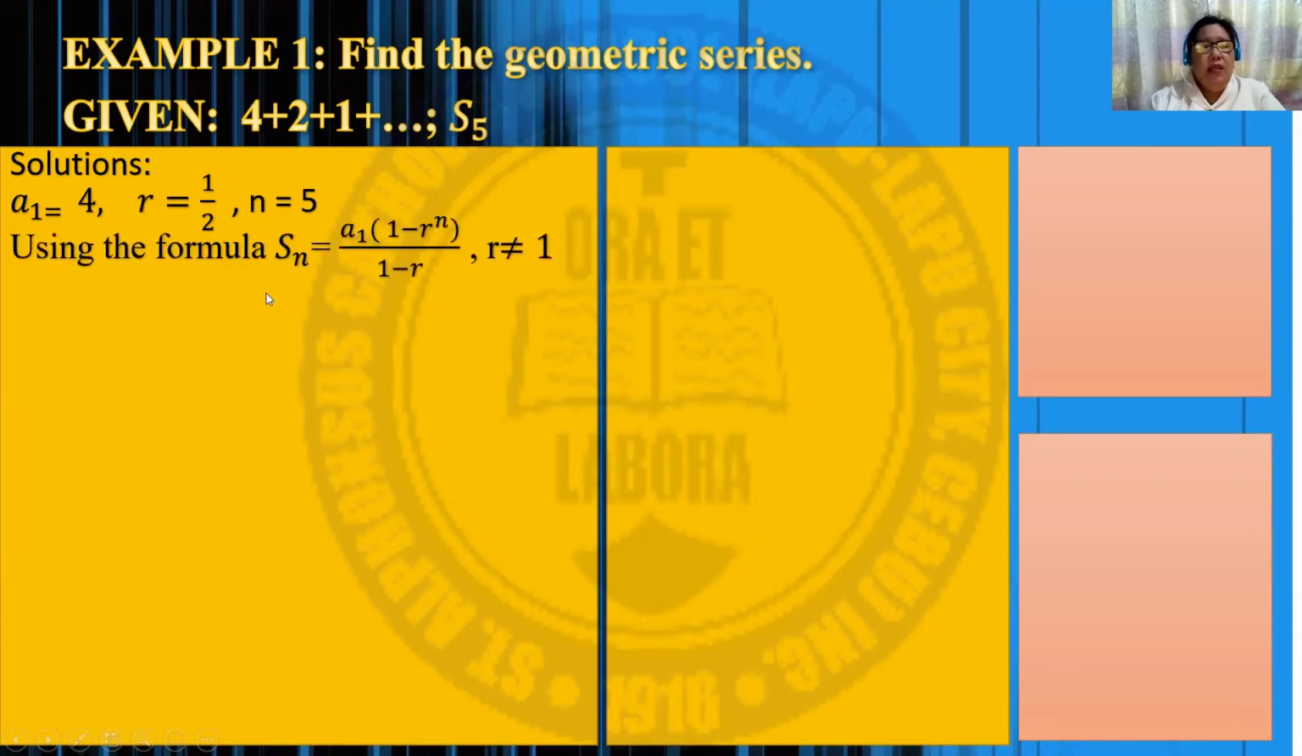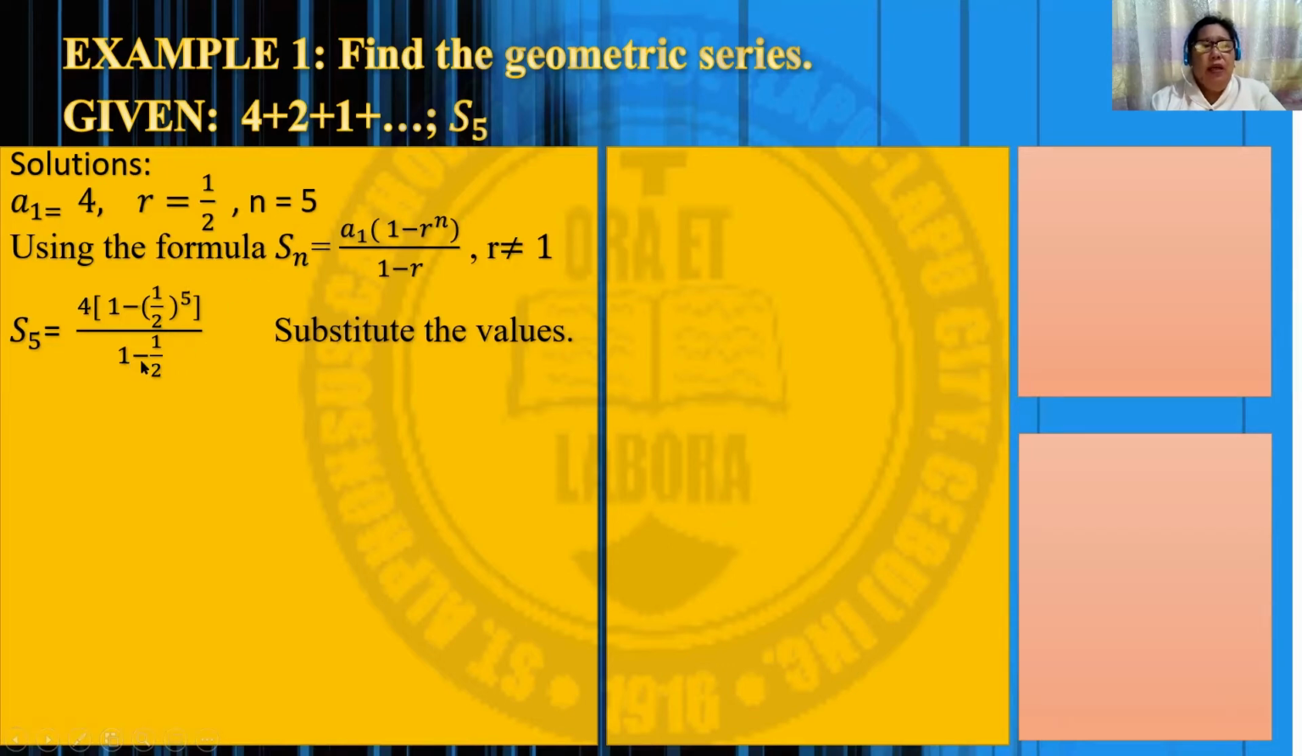So using the formula, S sub n is equal to a sub 1 times 1 minus r raised to n all over 1 minus r. All you have to do is to substitute the values. A sub 1 is 4, so it's here. 1 minus the ratio raised to 5 because there are 5 terms.